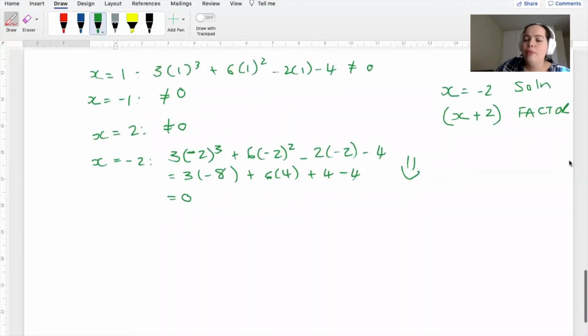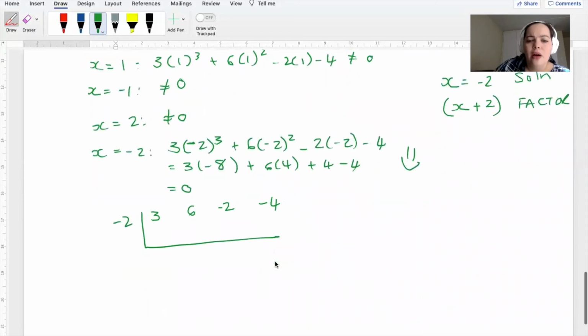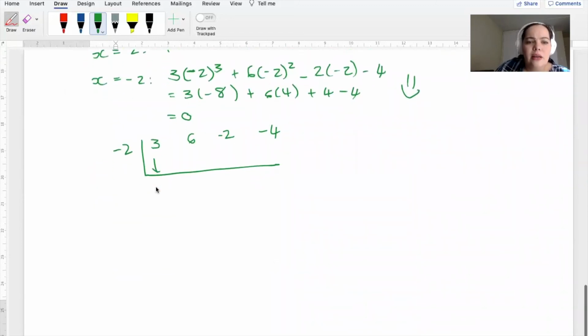So for this cubic polynomial portion, we're going to do synthetic division once again. We're going to pop down all of those coefficients, which are 3, 6, negative 2, and negative 4. Alrighty, so we drop this down. Negative 2 times 3 is negative 6. 6 minus 6 is 0. Negative 2 times that is 0. Negative 2 plus 0 is negative 2. Negative 2 times negative 2 is positive 4, which gives us the winning 0 over here.